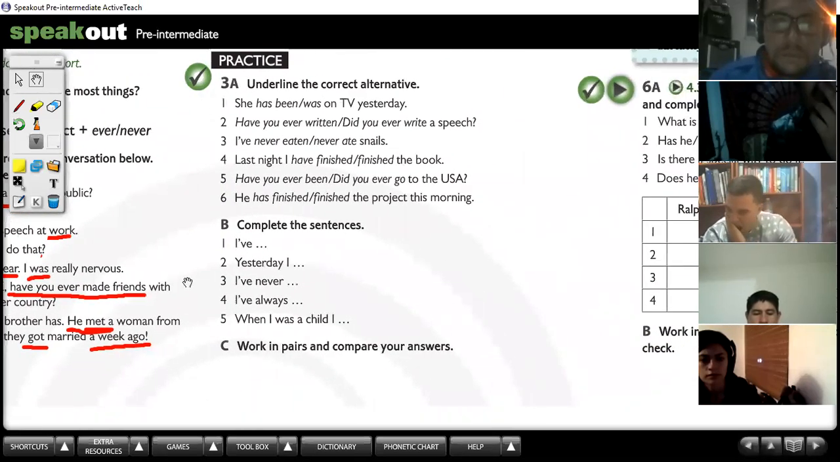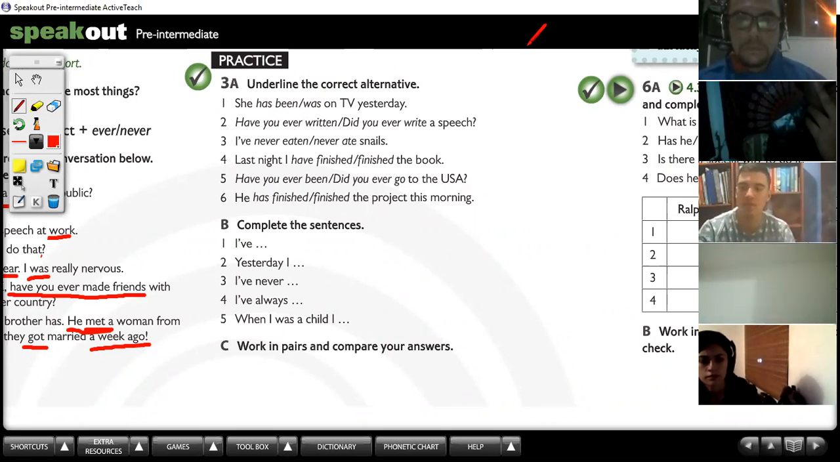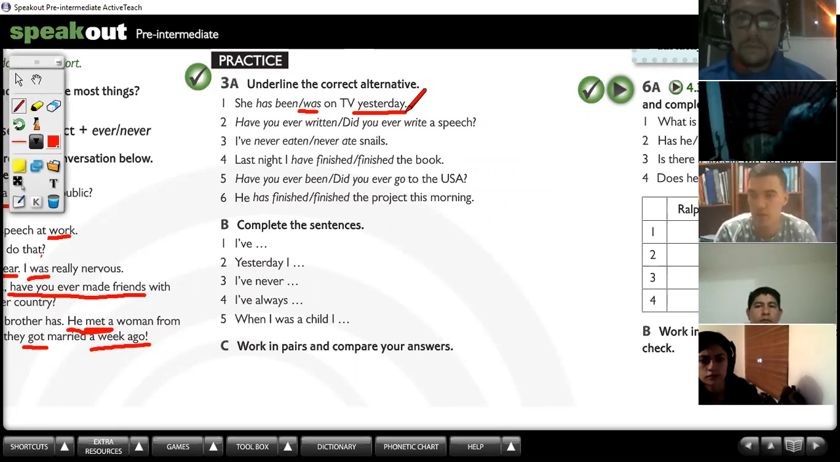Let me identify which one is the correct option in each of these sentences. You see that here we have italics for the words, right? So, she has been on TV yesterday, or she was on TV yesterday? She was. She was on TV yesterday. Very good. We are being specific about the time, yesterday, so that is past simple. Clear? Okay, what about the second one?